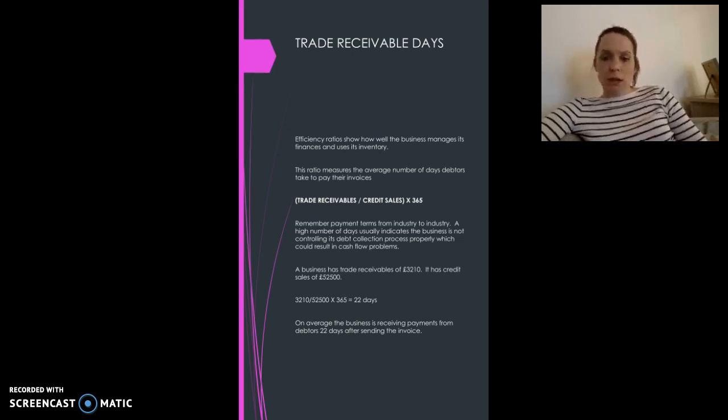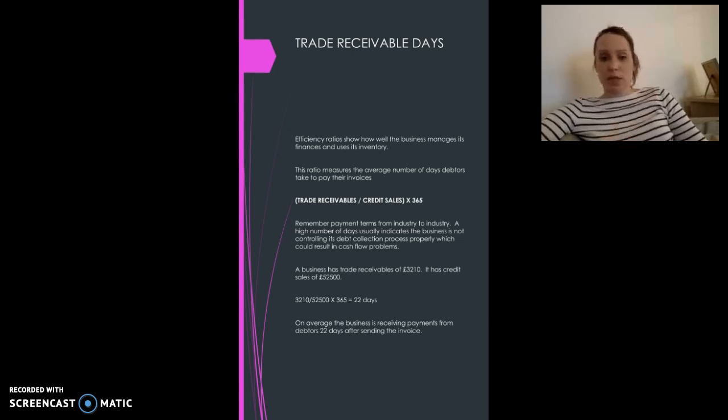So in order to calculate this, you have to do your trade receivables divided by credit sales, okay, not cash sales, credit sales, and then you're multiplying it by 365, and the ratio will be displayed in days. So a couple of things to remember here. Payment terms from industry to industry do vary. A higher number of days indicates that the business is not controlling its debt collection.